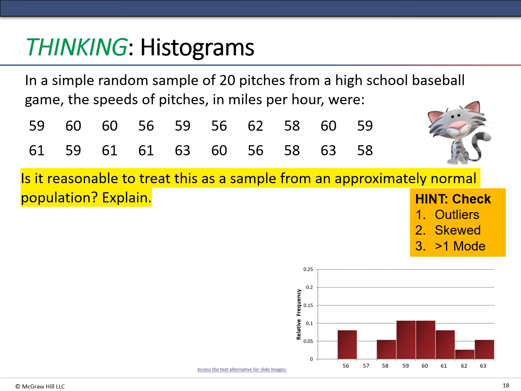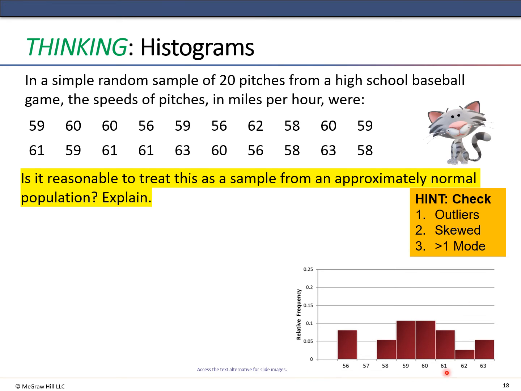Here we're looking at a simple random sample of 20 pitches from a high school baseball game. And these are the speeds of pitches in miles per hour. So now we're using the histogram. Now again, you might think, oh, this is multimodal, or more than one mode, because we have no data here and here. But again, we're not looking for perfection. Having several data points here does not necessarily mean that this is not normally distributed. To me, this is roughly normal, even though there's this little spike here.